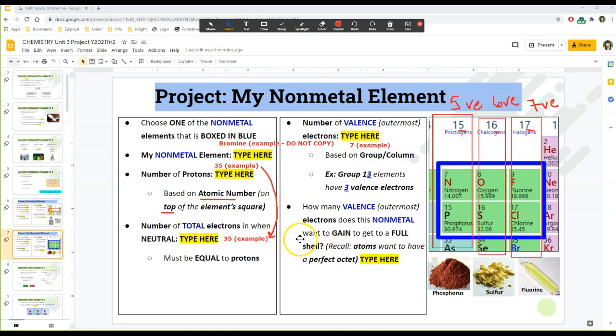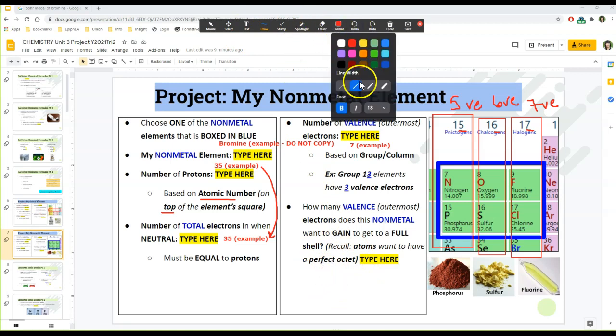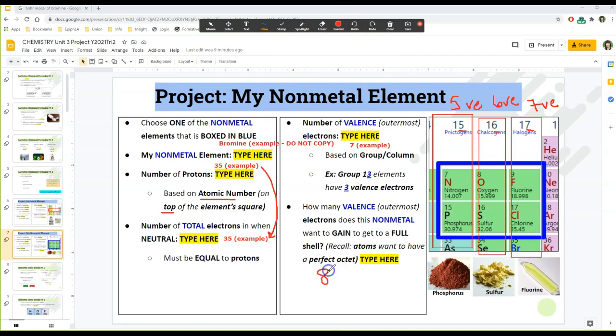All right, so this time it asks how many valence electrons does this nonmetal want to gain to get to a full shell. Remember, we want a perfect octet. Octet, again, meaning that we want to get to 8 valence electrons. We want 8 valence electrons in total on our outermost shell.